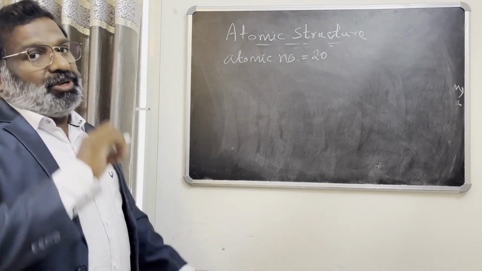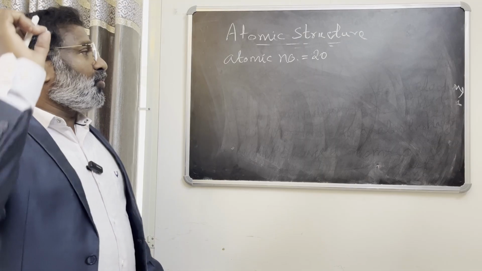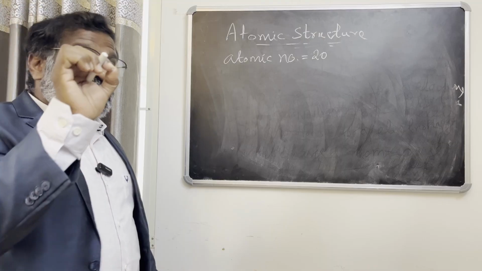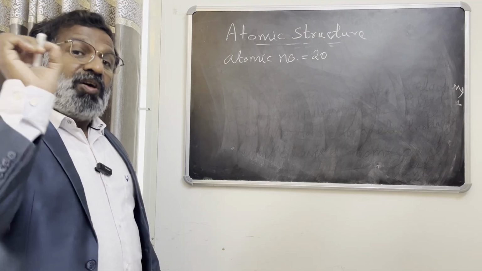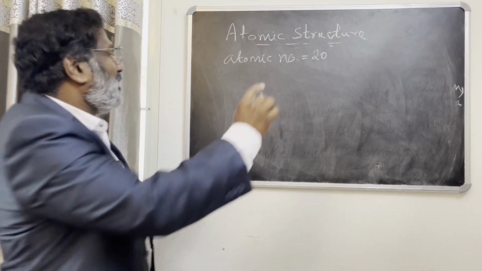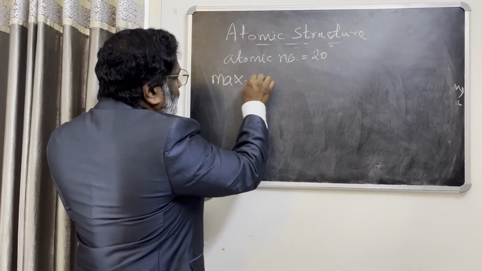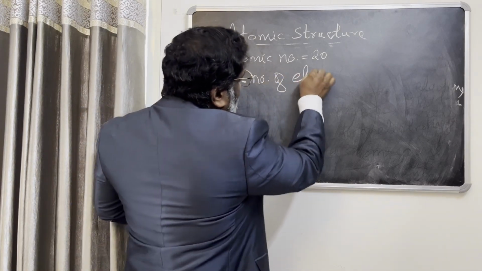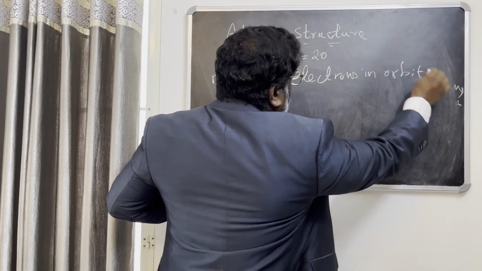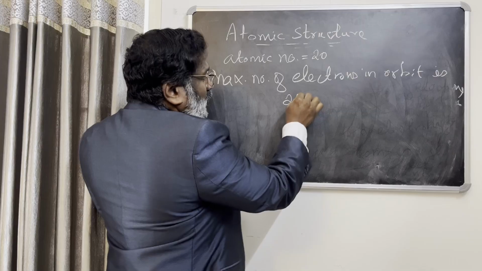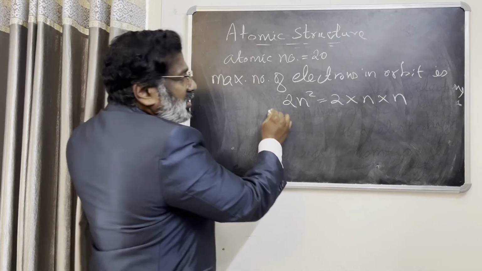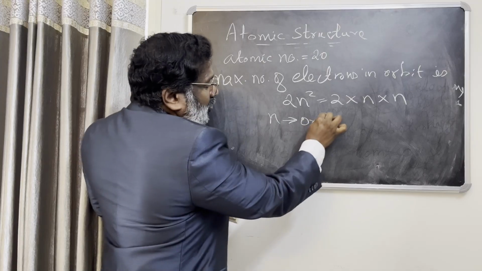We have to draw the atomic structure. So for drawing the atomic structure, we should know one concept. The maximum number of electrons that can be accommodated in an orbit is 2n square. That means 2 into n into n. So what is this? n denotes the orbit number.